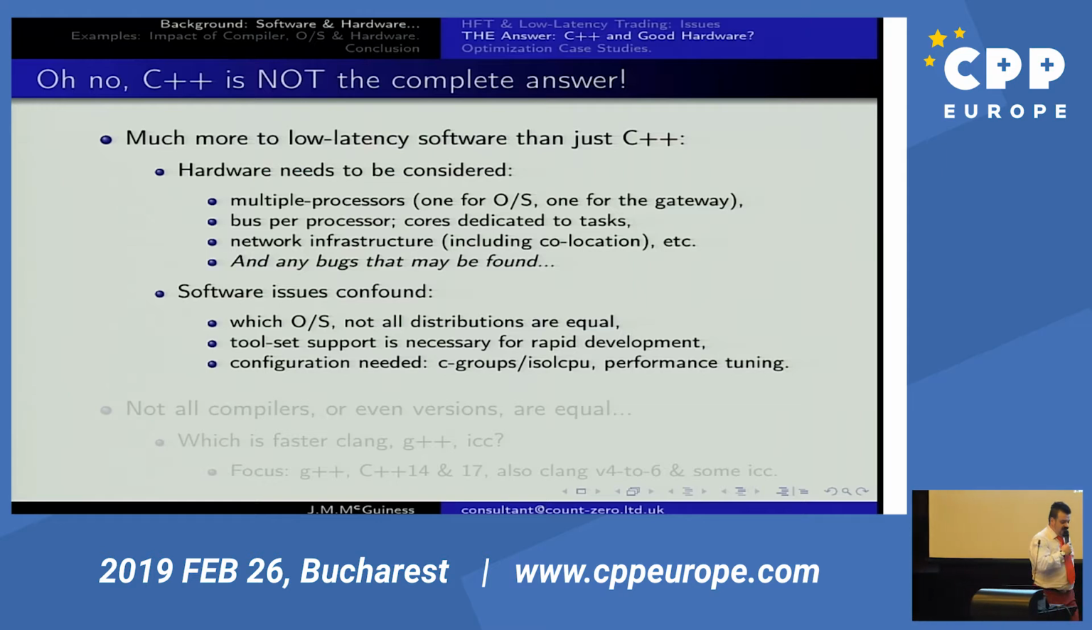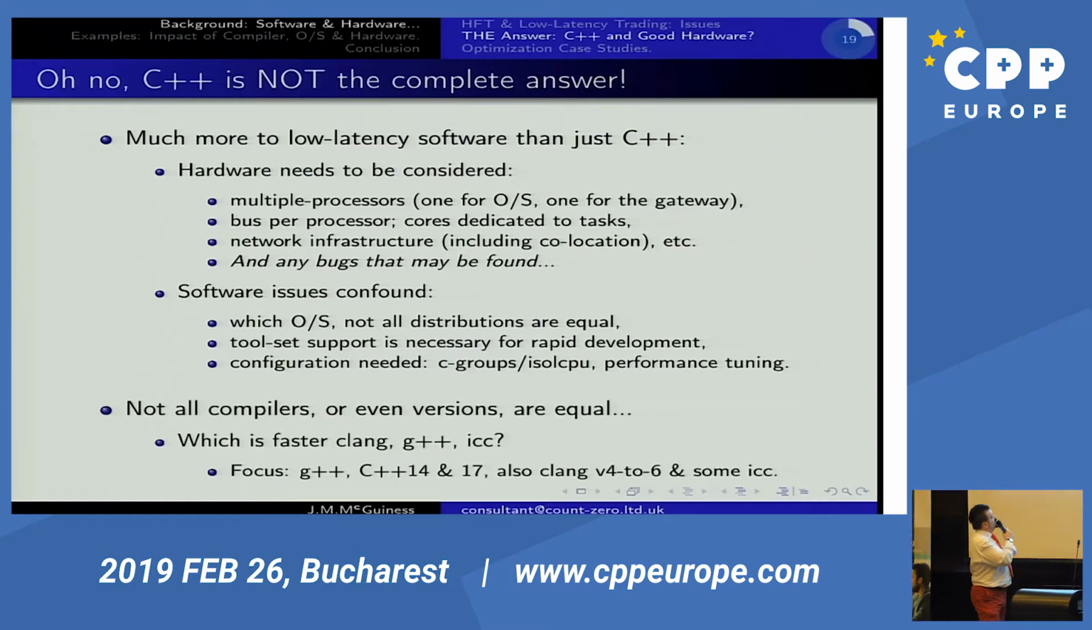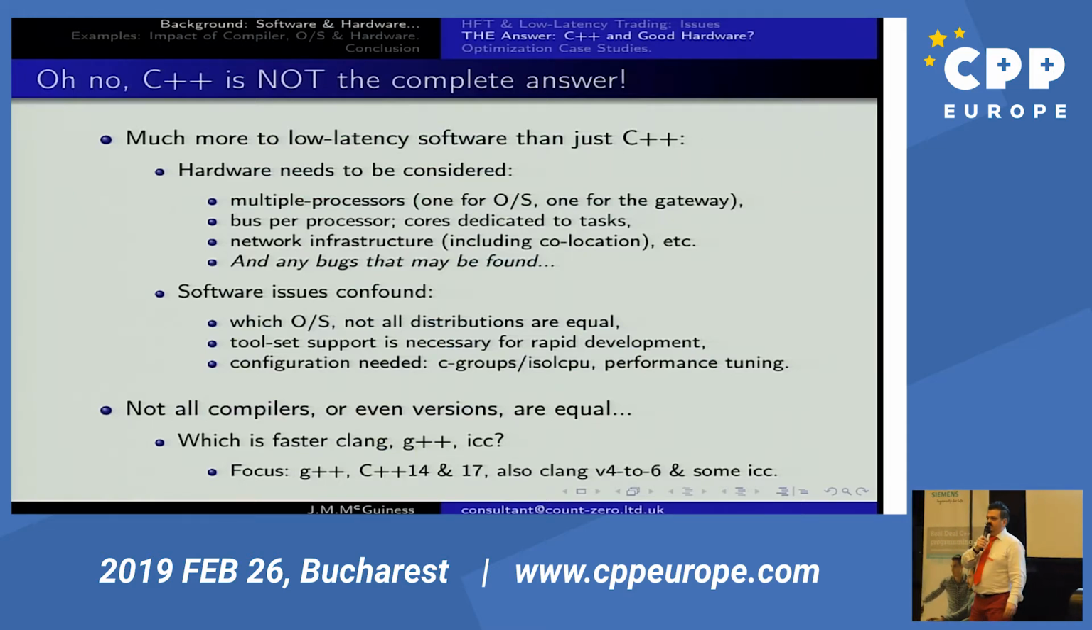Configuration is very important. Things like isolcpus, cgroups for more modern people. isolcpus is used a lot because 2.6 series kernels are still used. Why, I don't know. Not all compilers, indeed, as we'll discover, are created equal, which is faster, pardon me. Clang, G++ or ICC. I don't have ICC because I'm doing this at home, so I'm paying for it myself. And this is done as a hobby, so whenever I do this, I'm not working and it costs me a lot of money. So I'm going to focus on GCC, G++, and Clang with C++14 and 17, some versions of Clang and ICC.